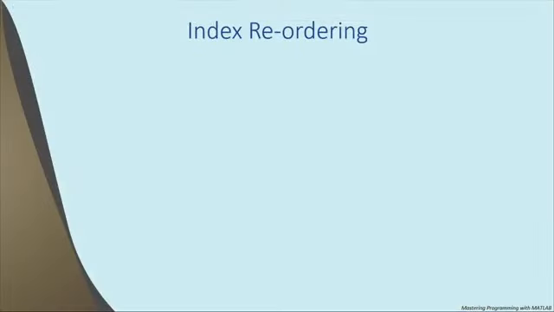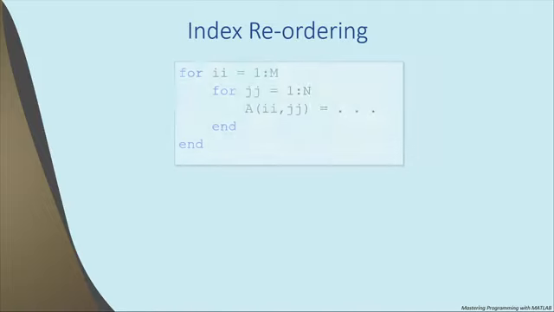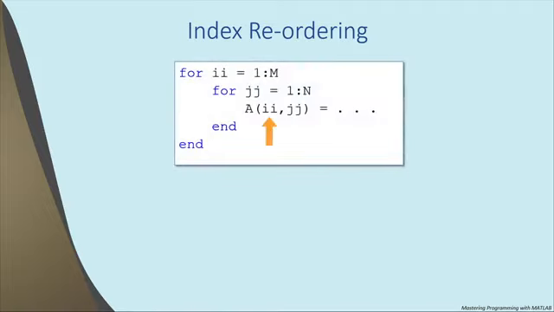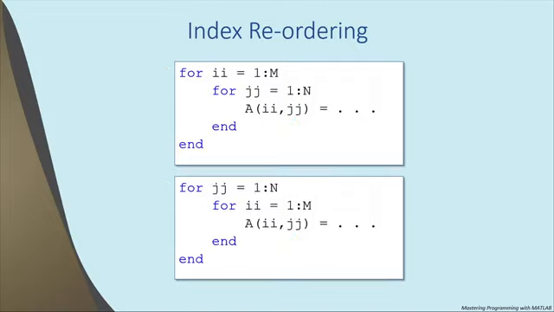The next item on our list of other speedups is index reordering. When setting up a nested loop to process the elements of a matrix, we typically iterate over the first index in the first or outer loop and iterate over the second index in the second or inner loop. Well, there are good reasons to change that order. Like this. Or this.